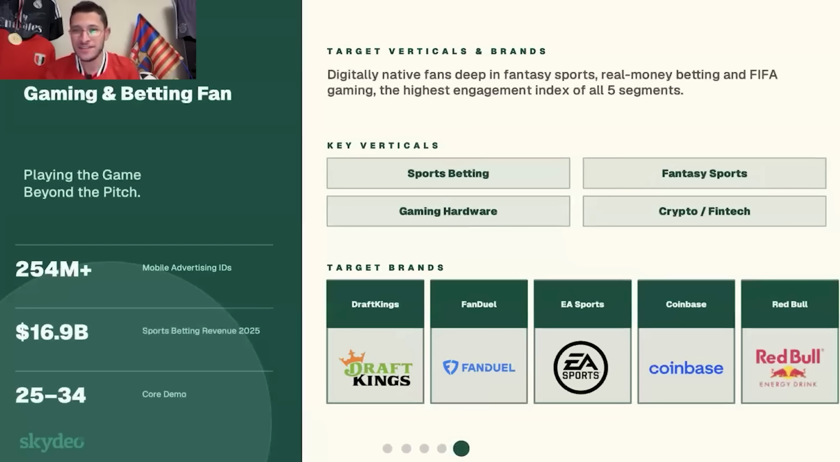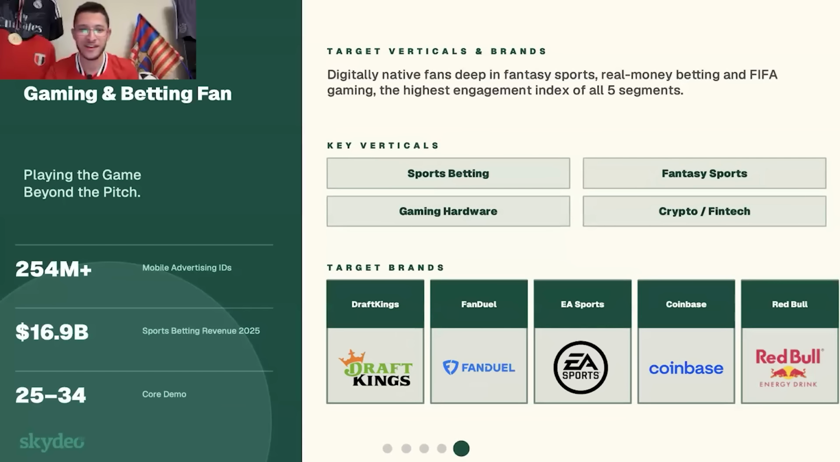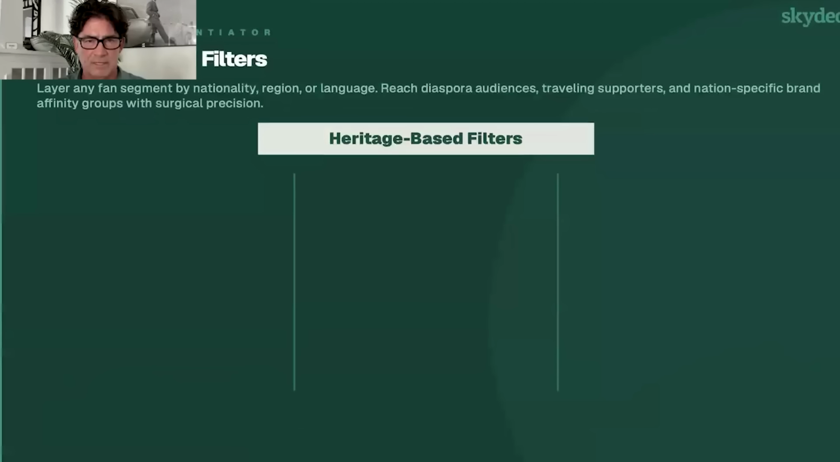The gaming and betting fans. This is huge. Yeah, the figures kind of blew me away when I added the data up. But yeah, they are a big segment here. Well, it seems like they have the highest engagement index.